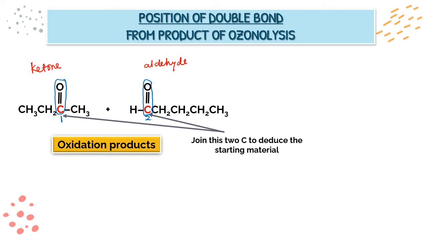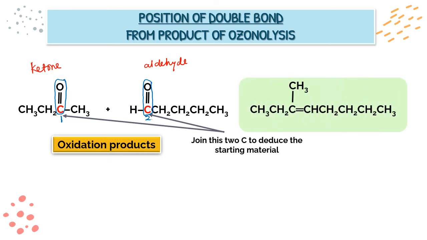What you're going to do is join these two carbons to deduce the starting material. So this will be the product. This is carbon number 1 and this is carbon number 2, number 1 from the ketone and number 2 from the aldehyde. So you form a bond between these two carbons, and then everything else, write it the same. What do I mean by this?